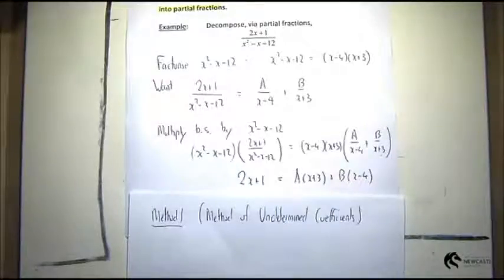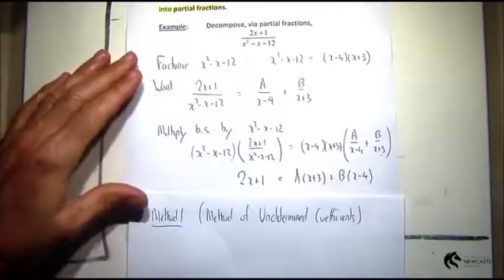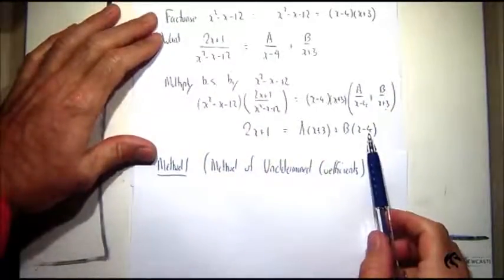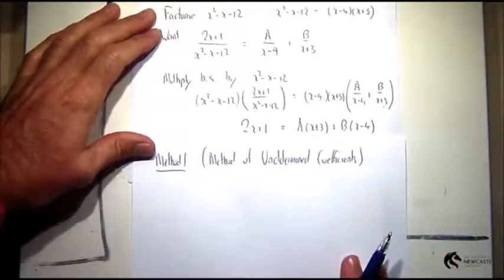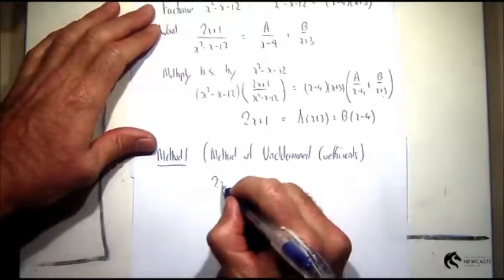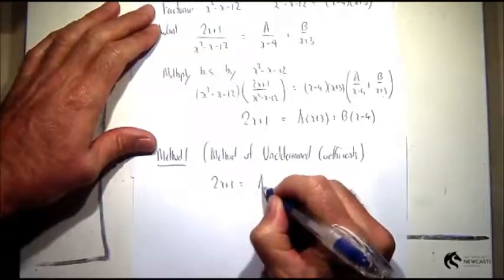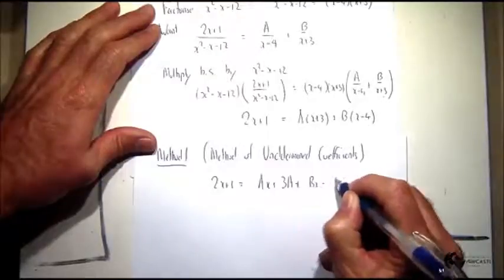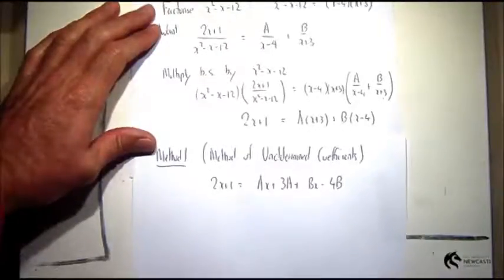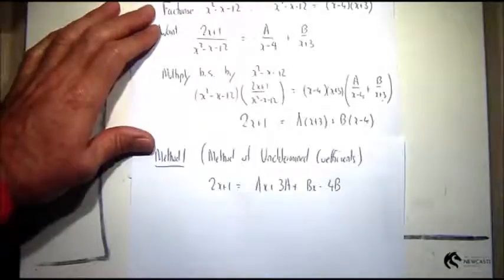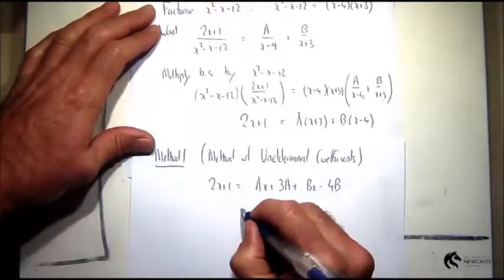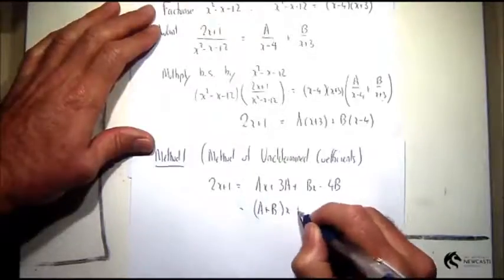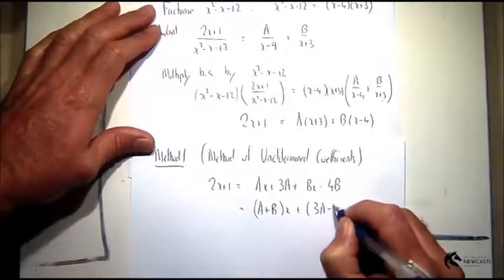But in the method of undetermined coefficients, what we do is we multiply or we expand out the grouping symbols here on the right-hand side. So when I do that, I have 2x plus 1 is ax plus 3 times a plus bx minus 4 times b. I then collect like terms. And so here I'll have a plus b x plus 3a minus 4b.